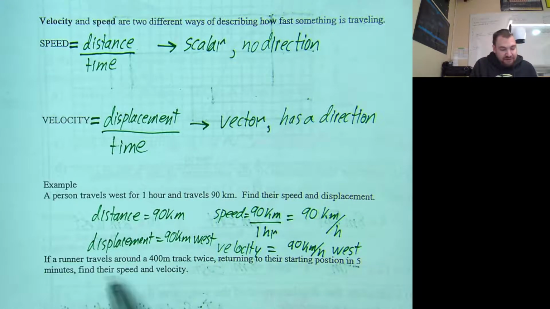If a runner travels around a 400-meter track twice, returning to their starting position in 5 minutes, let's find their speed and their velocity.